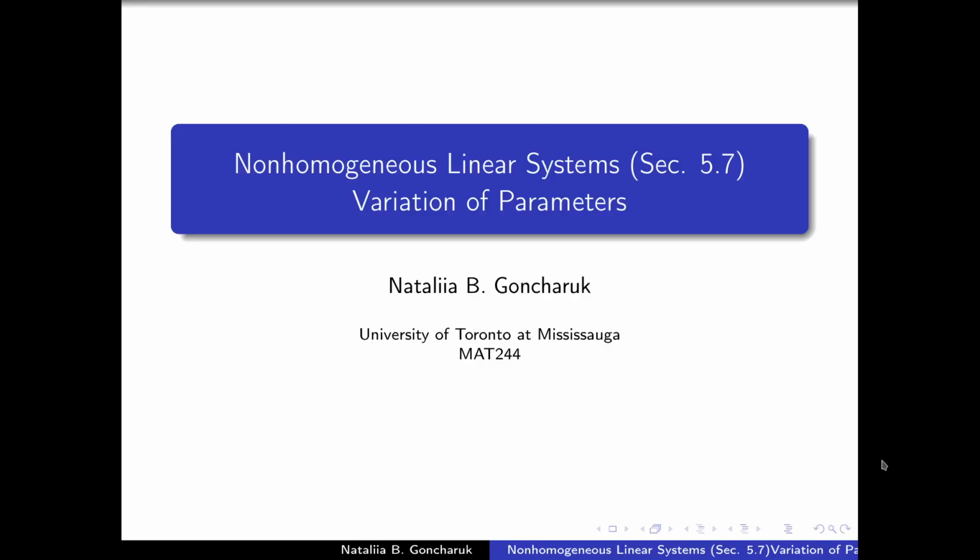Everyone, today we are going to talk about non-homogeneous linear systems. This is section 5.7 of the textbook, and we will learn how to solve them.